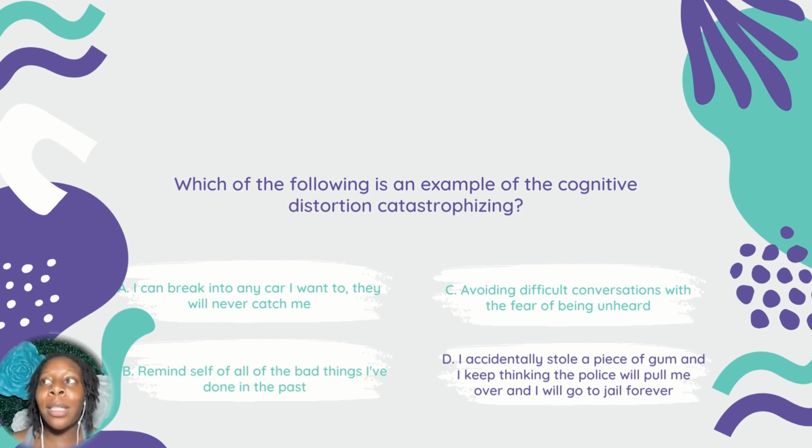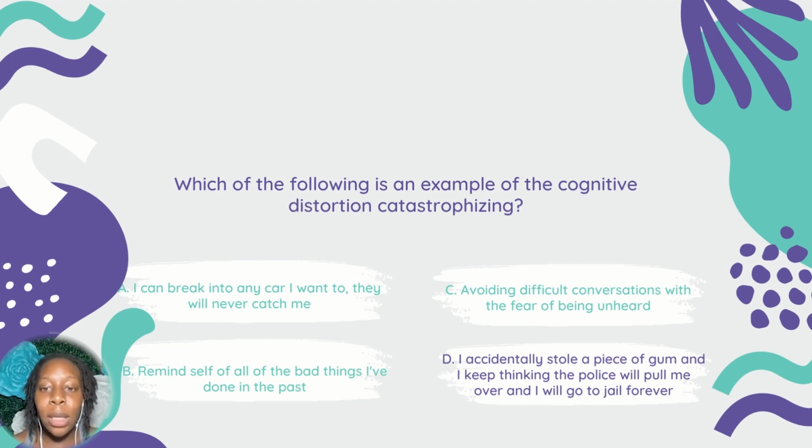So when you think about catastrophizing, you're going to think about spiraling. I'm spiraling and I can't stop. I did this one thing. This is going to happen. This is going to happen. This is going to happen. Just think about that. I can break into any car that I want to and they'll never catch me. That's ego. It has nothing to do with catastrophizing. And again, catastrophizing is negative outcome.